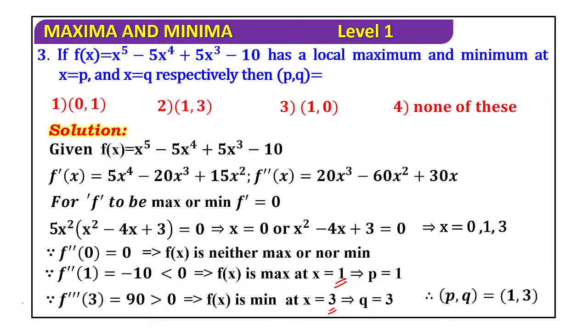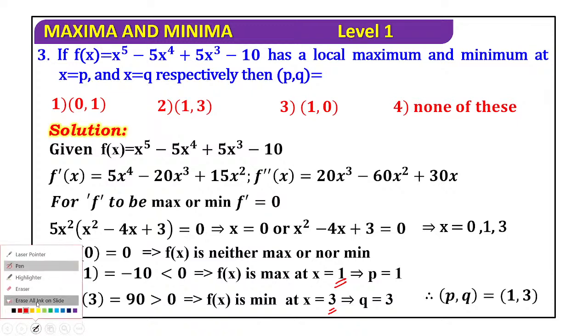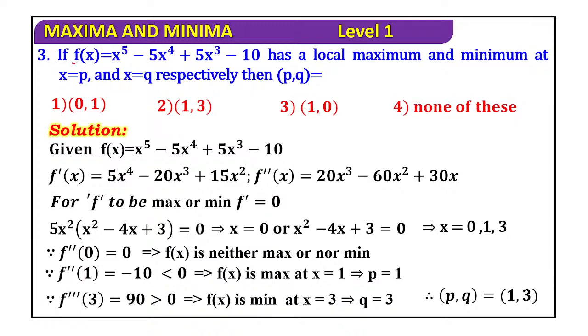So you just see this problem once again. They have given the f of x term. What you have to do? What they are asking? They are asking for the local maximum and local minimum, where the local maximum and where the local minimum exist. So for what value of x local maximum and local minimum exist, they are asking.